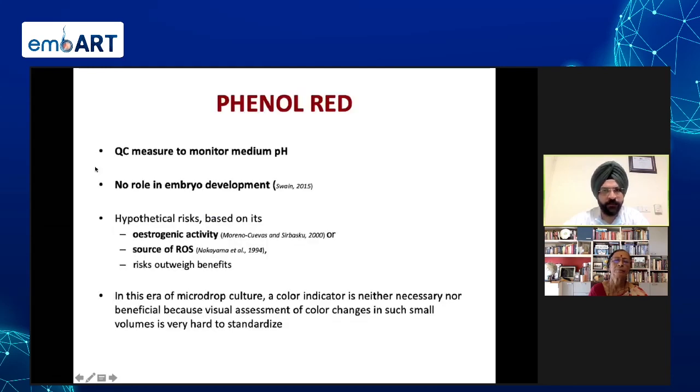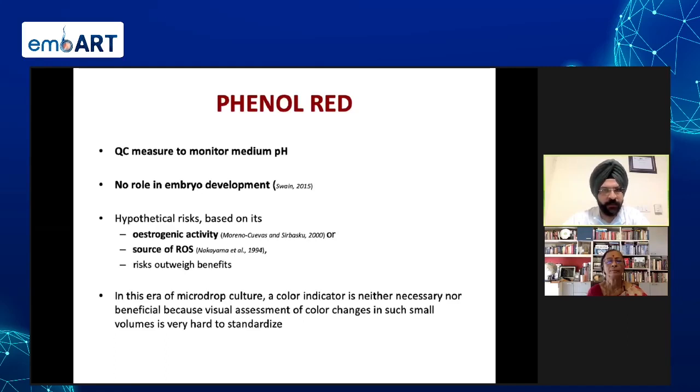Phenol red: when we started our embryology practice, a lot of media were available, and still are, which offer phenol red, and we used to look at the color of phenol red for looking at the pH equilibration in the morning. It generally turned from purple to light pink, but nowadays in the era of microdroplet culture, I don't think we can really appreciate the color between light pink and a transparent media.